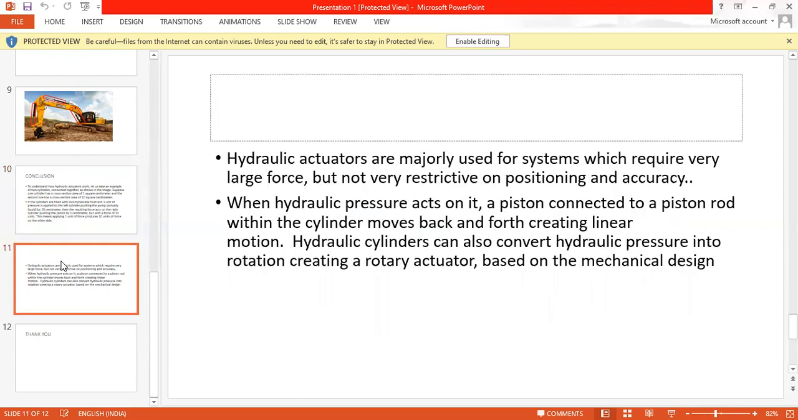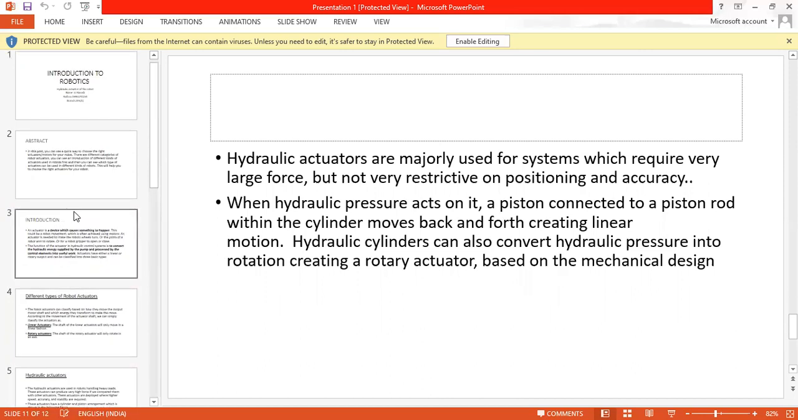Hydraulic actuators are majorly used for systems which require very large force but are not very restrictive on positioning and accuracy. When hydraulic pressure acts on it, a piston connected to a piston rod within the cylinder moves back and forth, creating a linear motion. Hydraulic cylinders can also convert hydraulic pressure into rotation, creating a rotary actuator based on the mechanical design.